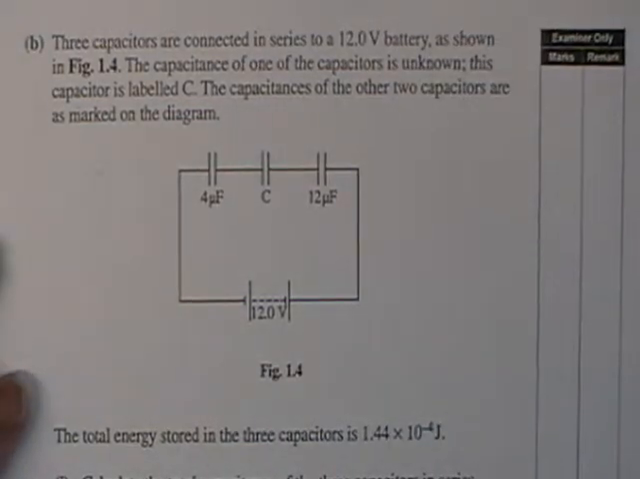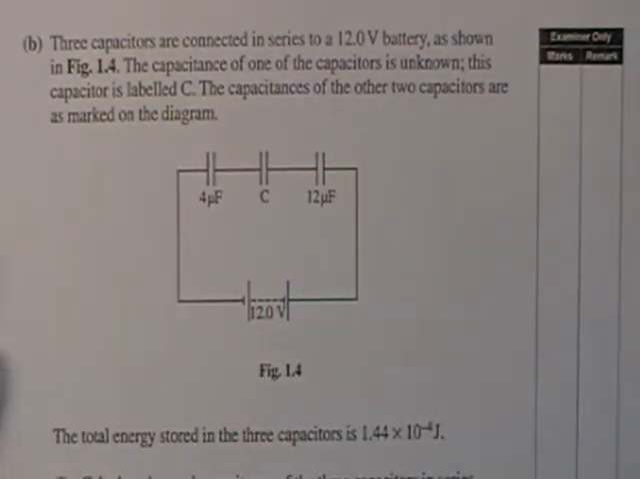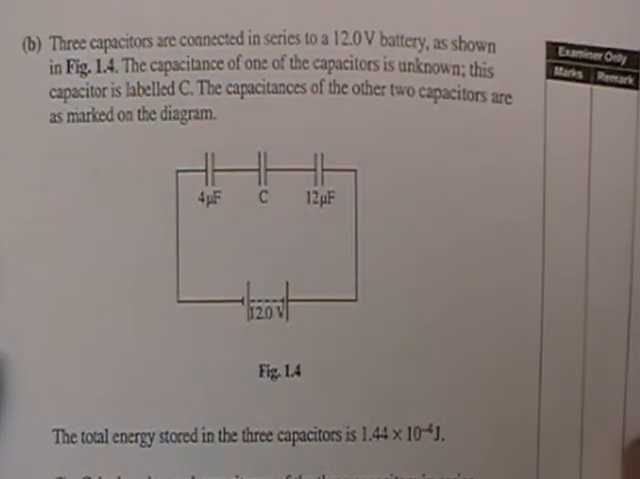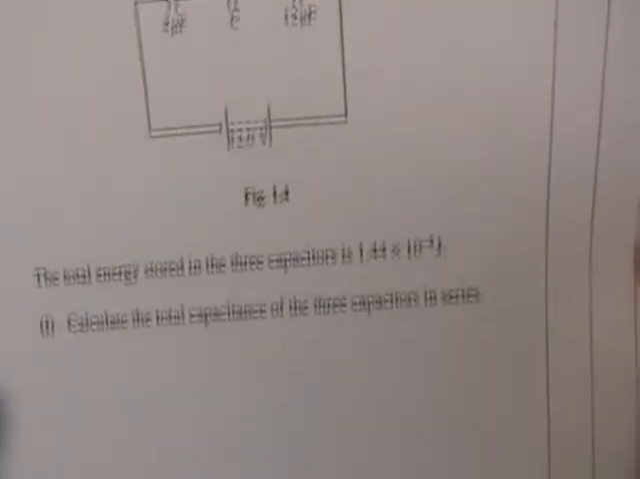Part B. 3 capacitors are connected in series to a 12-volt battery as shown in figure 1.4. The capacitance of one of the capacitors is unknown. This capacitor is labelled C. The other 2 capacitors are marked on the diagram, and they are 4 microfarads and 12 microfarads. The total energy stored in the 3 capacitors is 1.44 by 10 to the minus 4 joules. Calculate the total capacitance of the 3 capacitors in series.